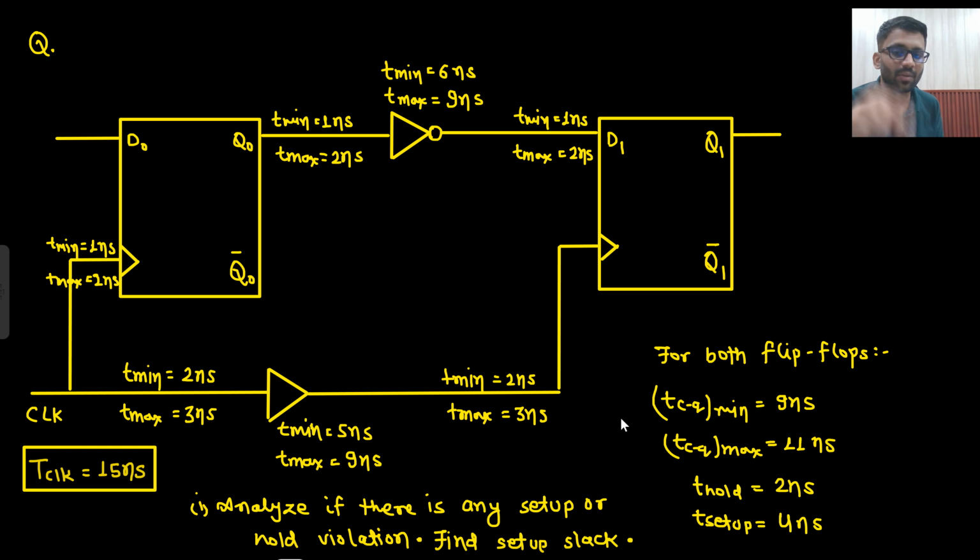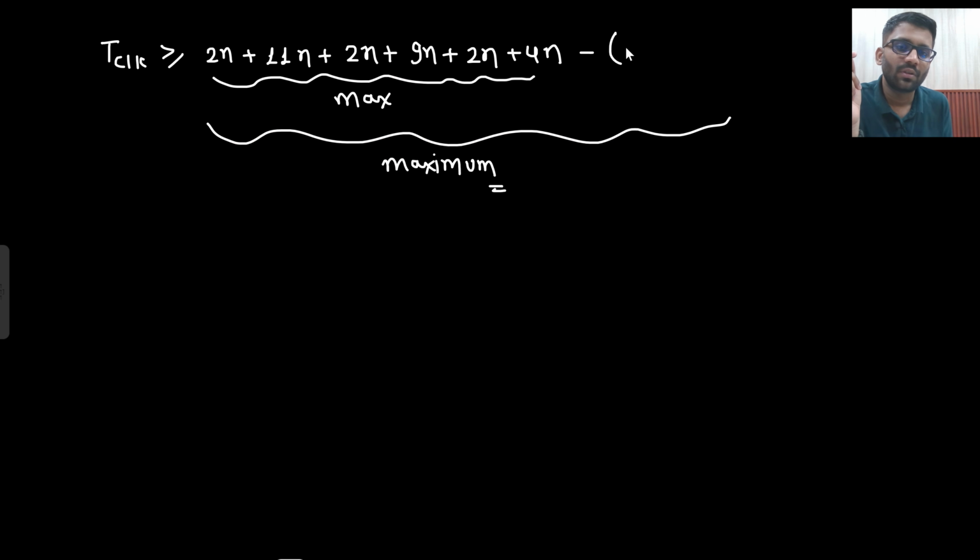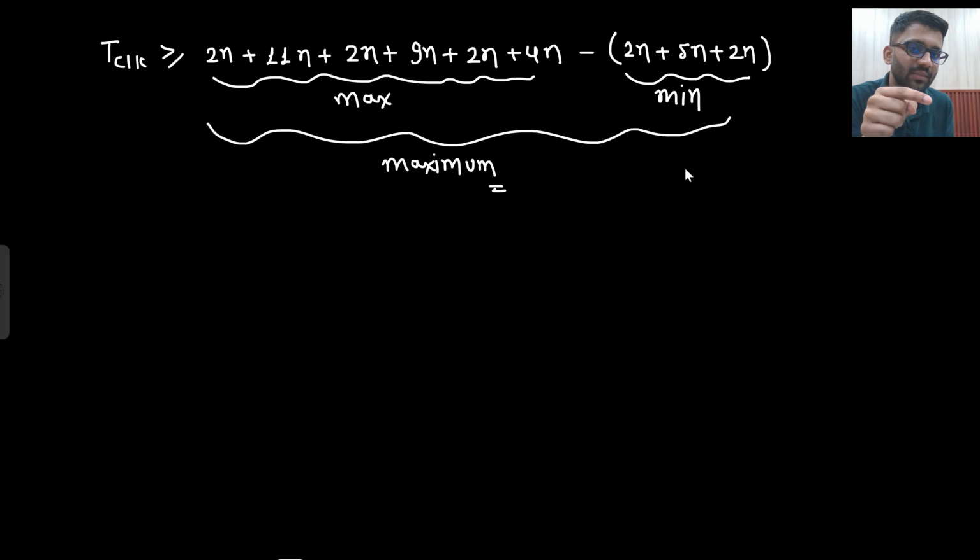So I will subtract the minimum clock skew, that is 2 nano plus 5 nano plus 2 nano. Overall value I want maximum. So from maximum I will subtract minimum so that I get maximum. Okay. So T clock should be greater than what?